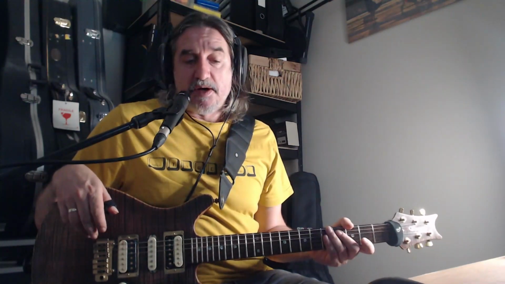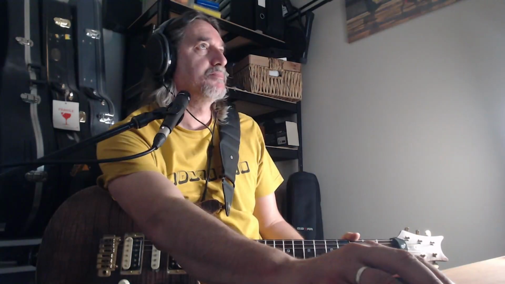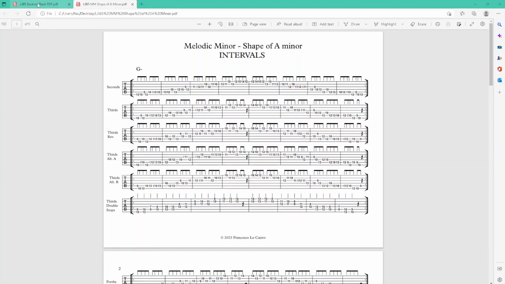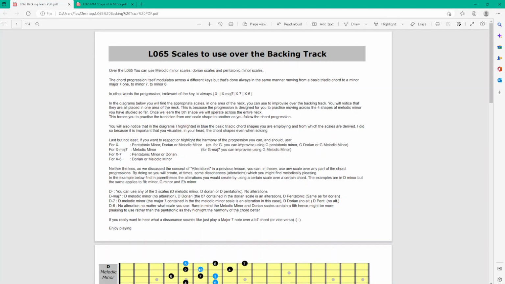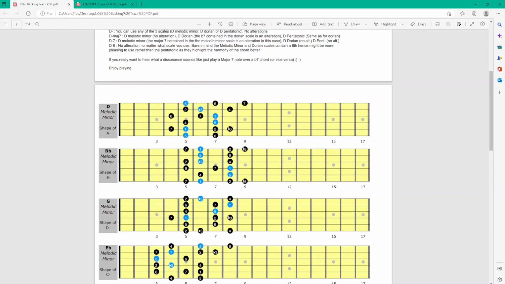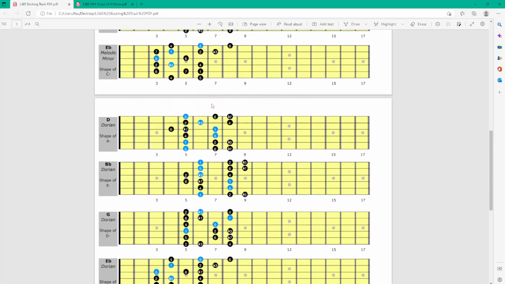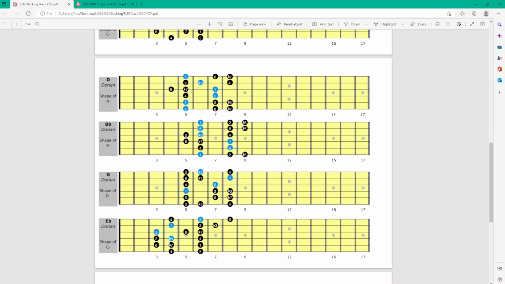If you are an advanced Patreon supporter, I also created a PDF, so I'll show it to you. Further PDF, which you can download, with a few instructions for how to use the backing track and all the scales that you're using mapped out. So here are the melodic minors, here is the potential Dorian, and basically what you're doing is moving from one to the other as the chord progression evolves, okay?